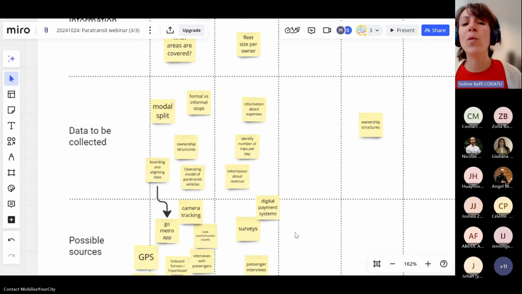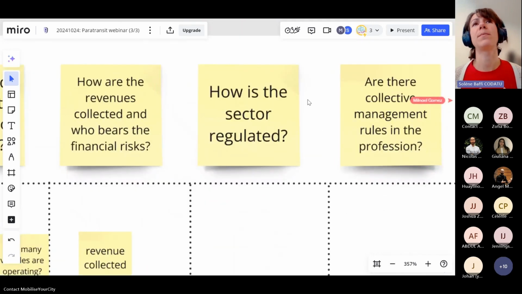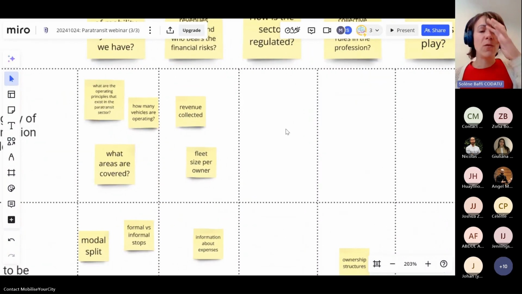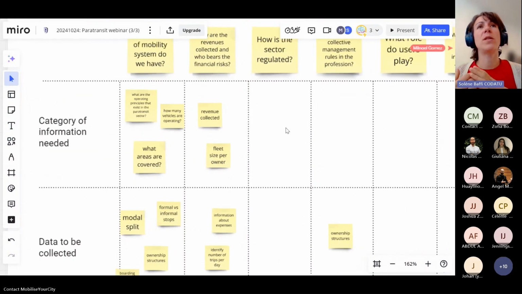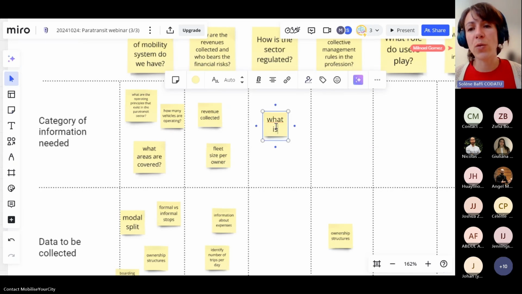Now, maybe we can move on to the third question, which would be, how is the sector regulated? And if we talk about regulation, some of the basic information that we try to collect most of the time would be, what is the route regulation? So who gets the right to operate on which route, and what are the areas covered by the services? How are the operators regulated?